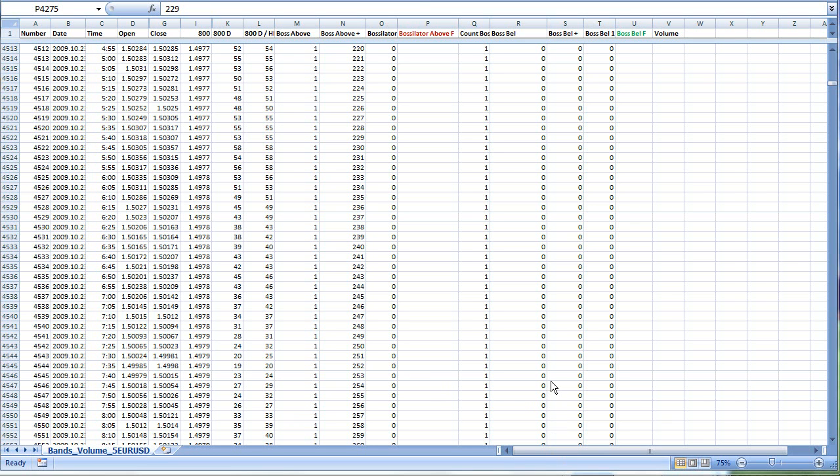Hi, this is Rob, and this is a description of how I built the Bossilator as an indicator. Everything started with a spreadsheet.